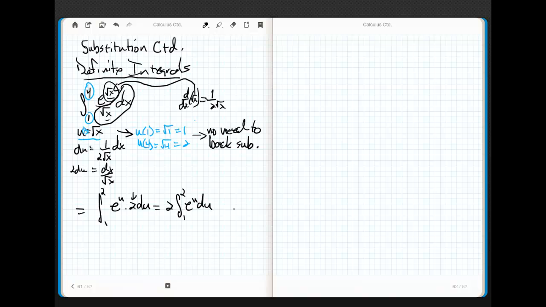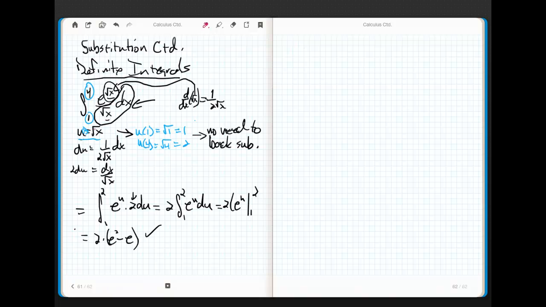Look at that. That's the easiest integral in the world, from what was ostensibly the ugliest one in the world. So this becomes 2 times e to the u, the antiderivative of e to the u, is e to the u, just like the derivative of e to the u is e to the u. And I'm going from 1 to 2. And guess what my answer is? It's 2 times e squared minus e. Ta-da! And I'm done.